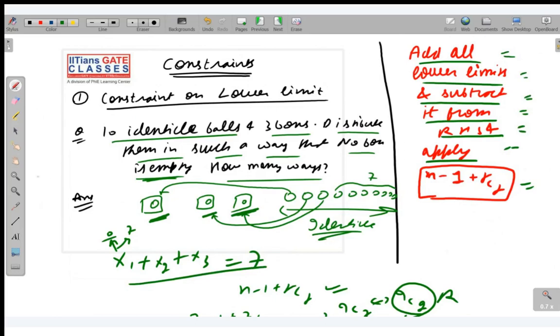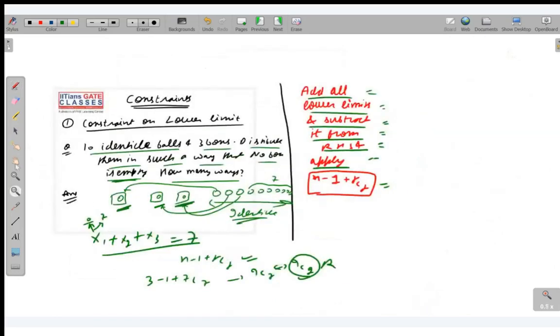Okay, so I hope I have made the point clear. And if you want me to write more formally, then I can write it like this also. So for this question, our formula should be x1 plus x2 plus x3 is equal to 10. But the constraint is x1 should be greater than or equal to 1, x2 should be greater than or equal to 1, x3 should be greater than or equal to 1, because every box should have at least one ball.